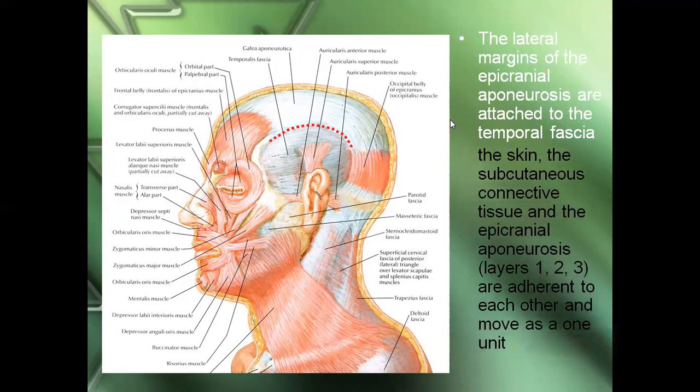The lateral margins of the epicranial aponeurosis are attached to temporal fascia. I told you temporal fascia is the fascia which covers the temporalis muscle, which we have seen in the temporal fossa. The skin, the subcutaneous connective tissue, and epicranial aponeurosis are adherent to each other. That means the first, second, and third layers are so adherent that if you just move the scalp, they move as one layer.